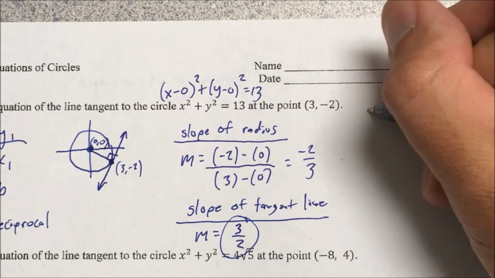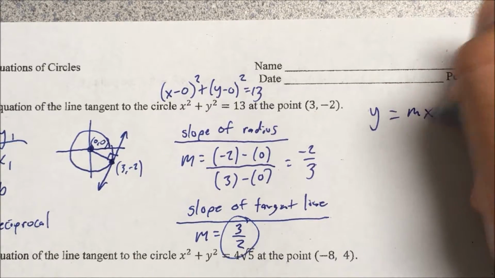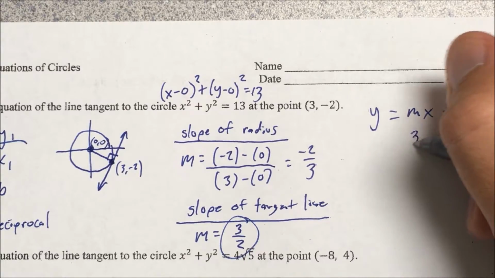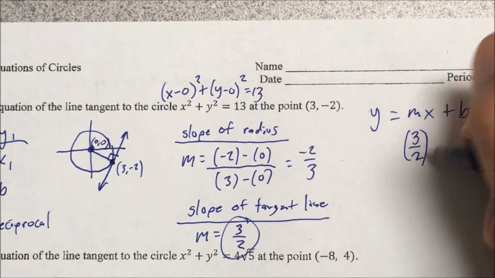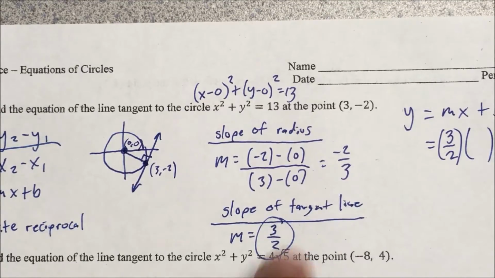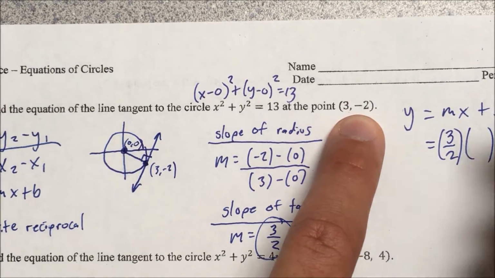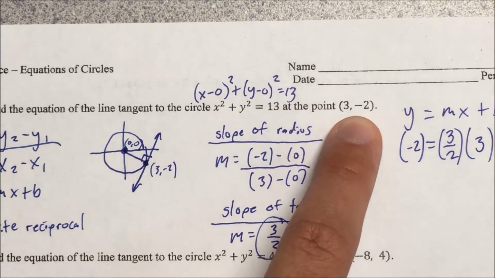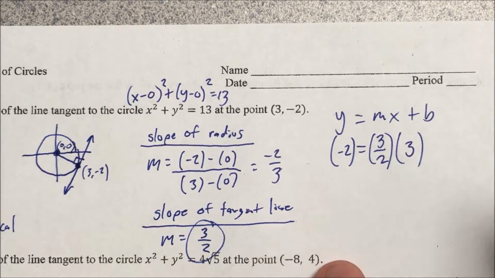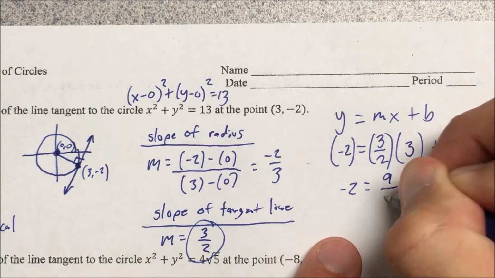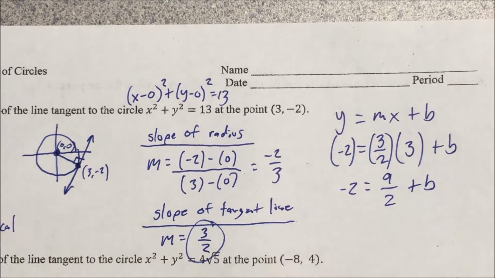So I'm going to take this y equals mx plus b, and I have a slope, m, and I have a point. We have a point over here at (3, -2). So I'm going to plug in 3 for x and -2 for y, and I'm going to solve for b. So this would be -2 equals 9/2 plus b.